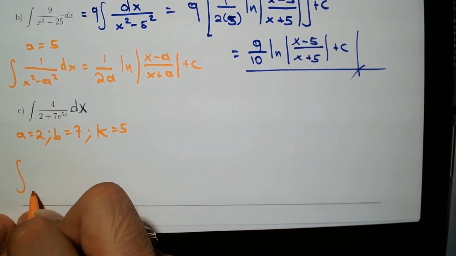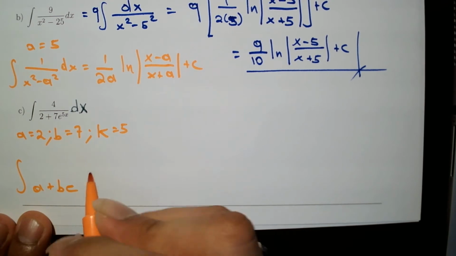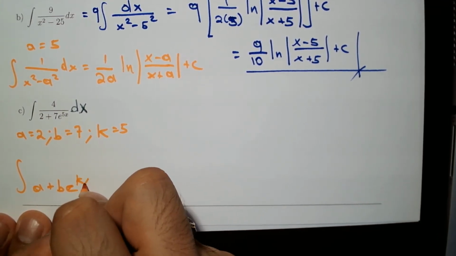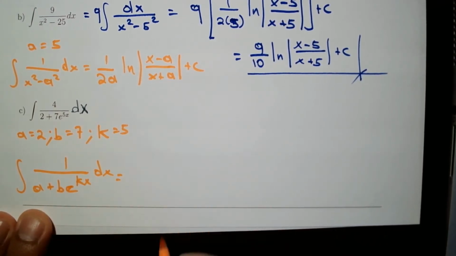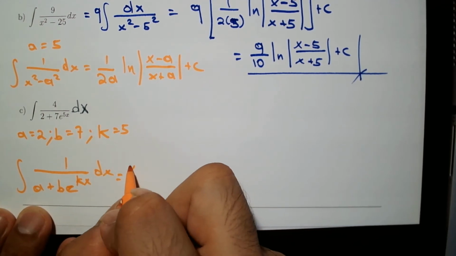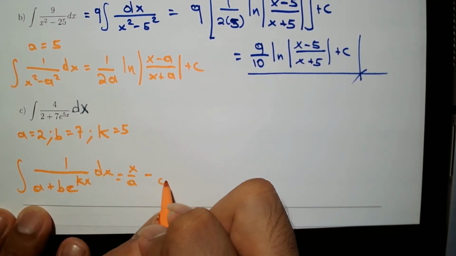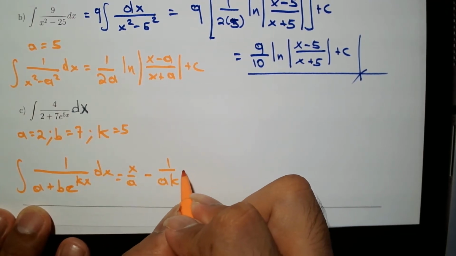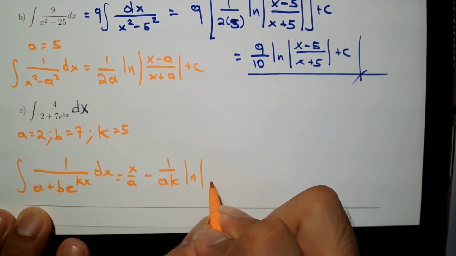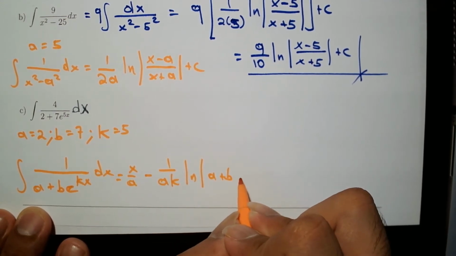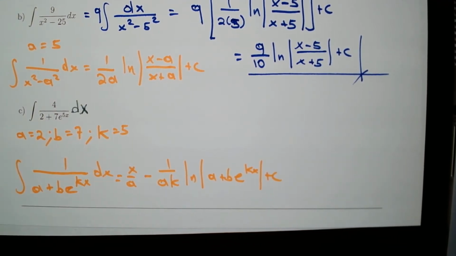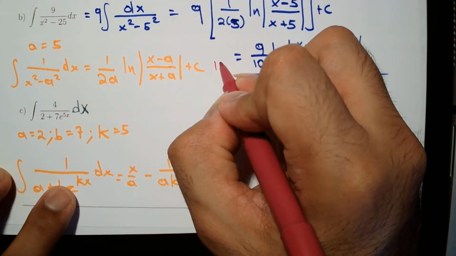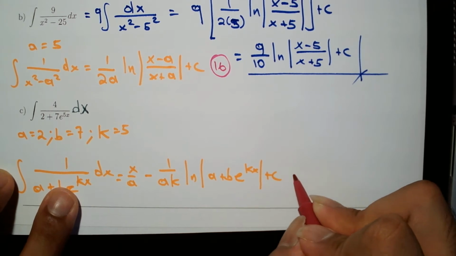So the integral of this form, a plus b e to the kx, over that dx equals x over a minus 1 over a k ln of the same expression, absolute value of the expression a plus b e to the kx, plus c. Okay, so that's the formula that we are going to use. So in this case, let me recall, this was number 16, this is number 21.